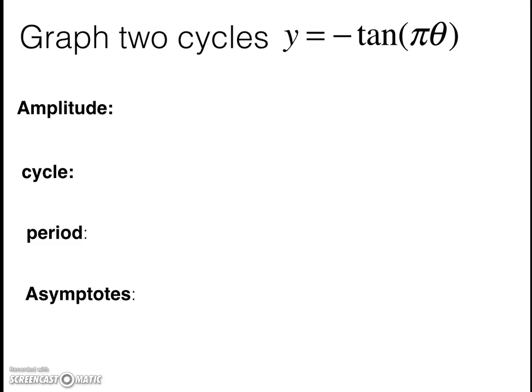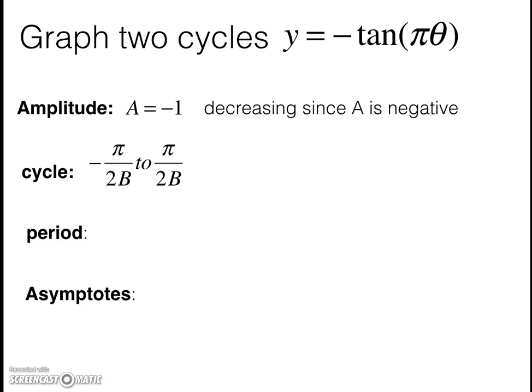In a graph, y equals negative tangent pi times theta. So the amplitude is going to relate to a equals negative 1. We're going to have a decreasing function since a is negative. For the cycle, we're going to use the cycle formula and plug in pi for b. Simplified, our cycle is in between negative 1/2 and positive 1/2.